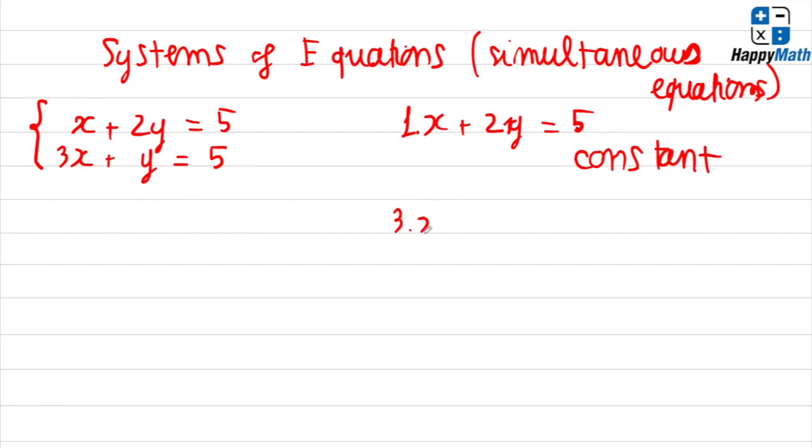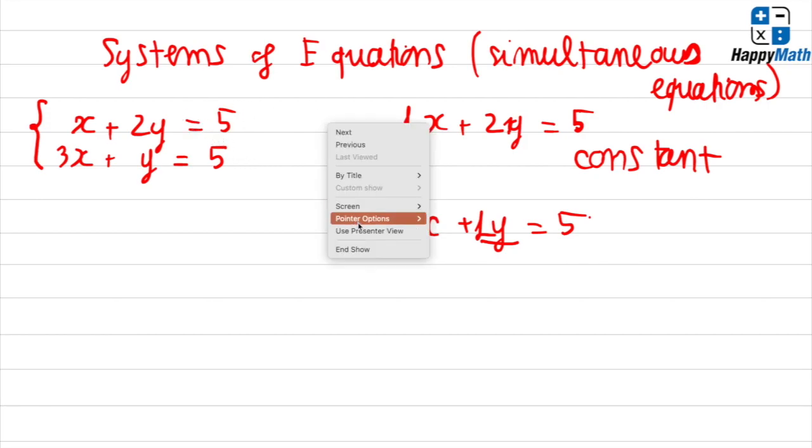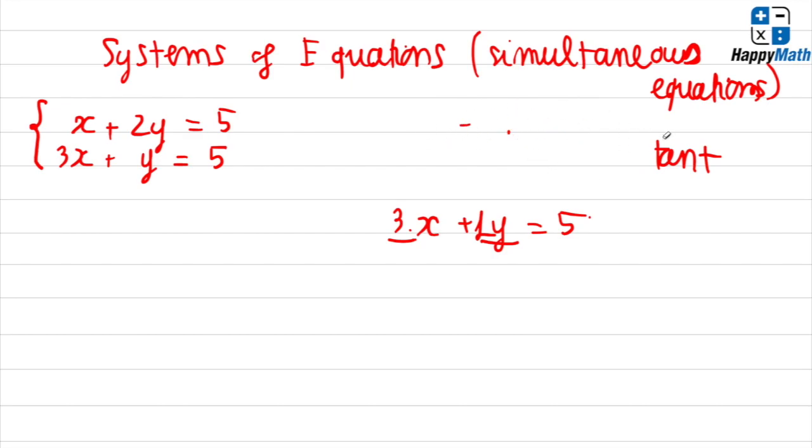You have 3x plus y equals 5. The coefficient of x is 3 and the coefficient of y is 1. And of course, we also have the constant number 5. Okay, so that is a little bit about equation 1 and equation 2. For this kind of equation, you have step 1. Step 1, I call it changing coefficient.